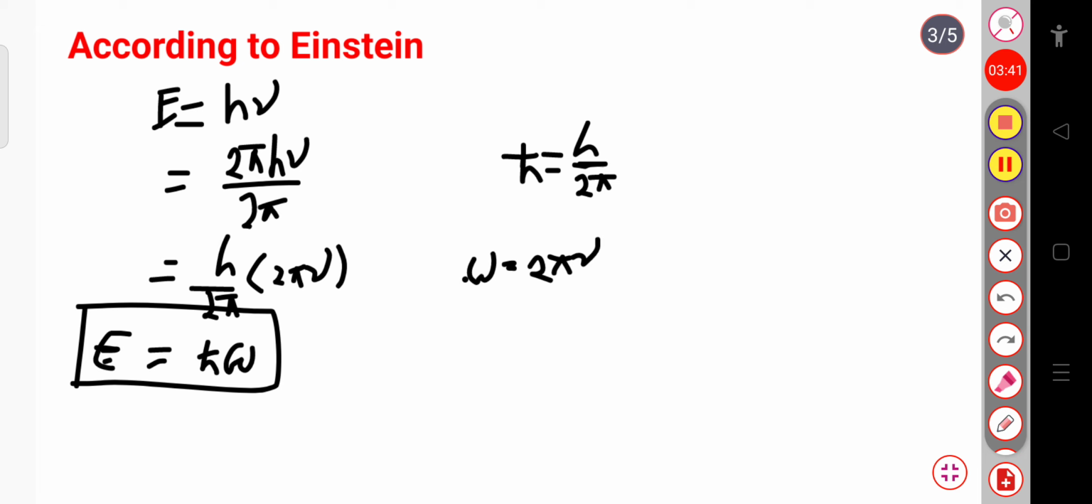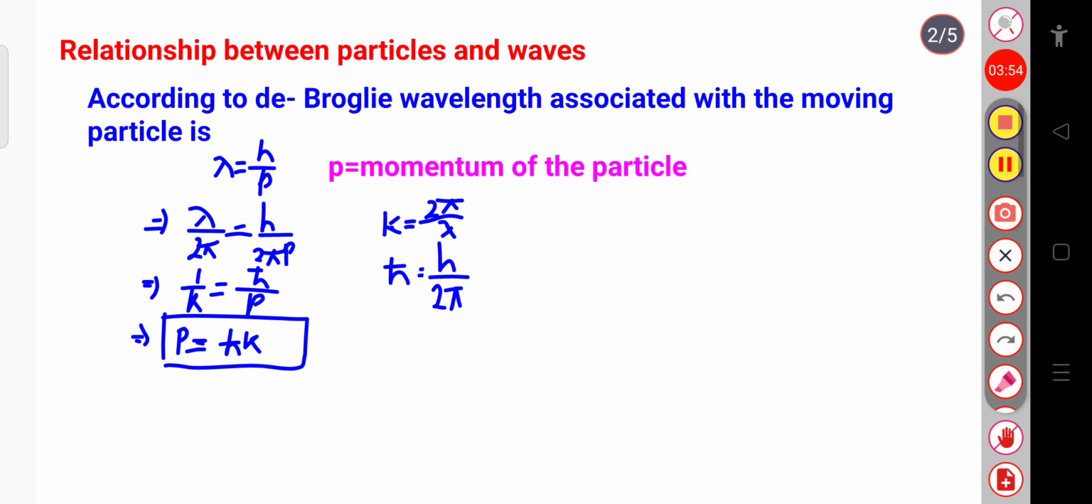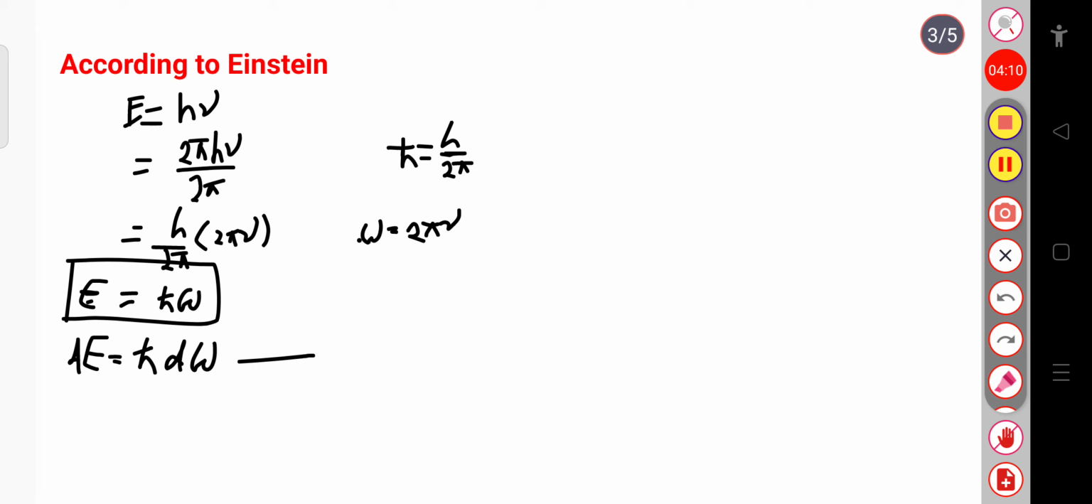If I take the derivative, dE will be equal to h cut into d omega, since h cut is a constant. Similarly, in the case of de Broglie, p equal to h cut k. Taking the derivative of both sides, dp equals h cut into dk. This is equation 1, and the energy expression from Einstein is equation 2.